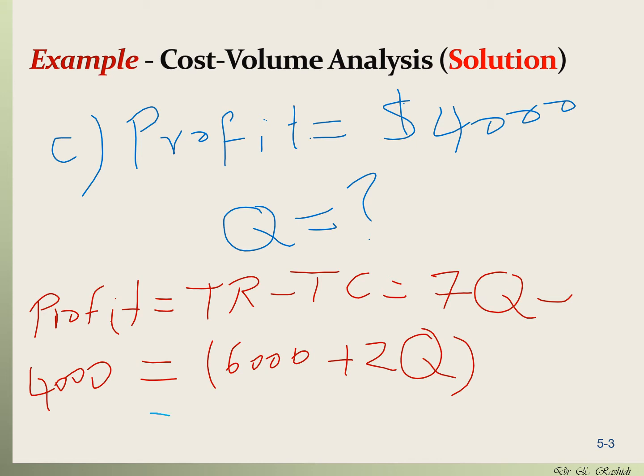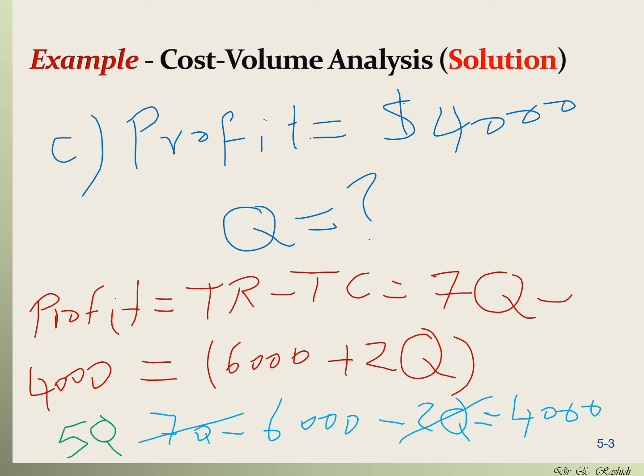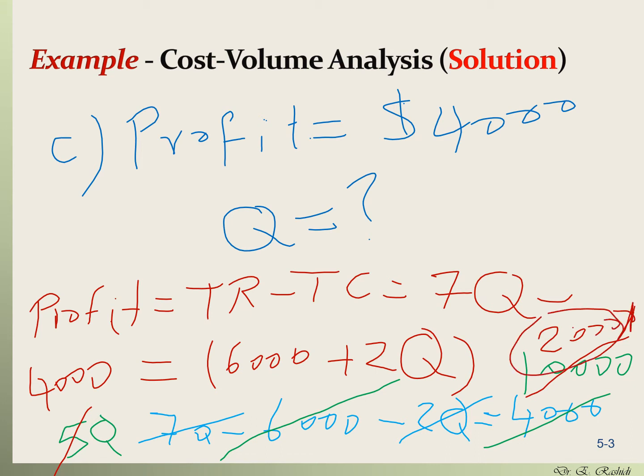So this means that 7Q minus 6,000 minus 2Q is equal to 4,000. 7Q minus 2Q, that's going to give us 5Q. So 5Q minus 6,000 is equal to 4,000. I'm going to transfer 6,000 to the other side, so that's going to make 10,000. So 5Q is equal to 10,000. That means that Q is equal to 2,000. So the quantity that we need to produce to make 4,000 profit is 2,000.